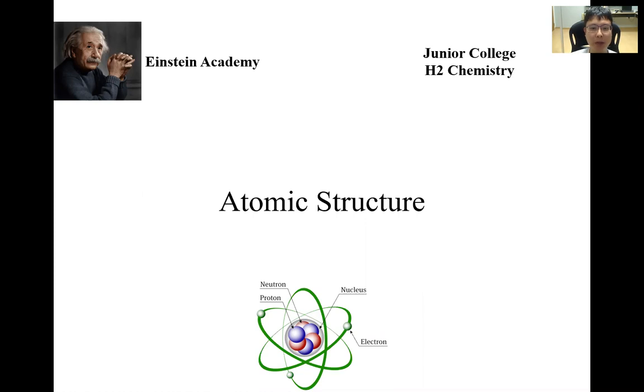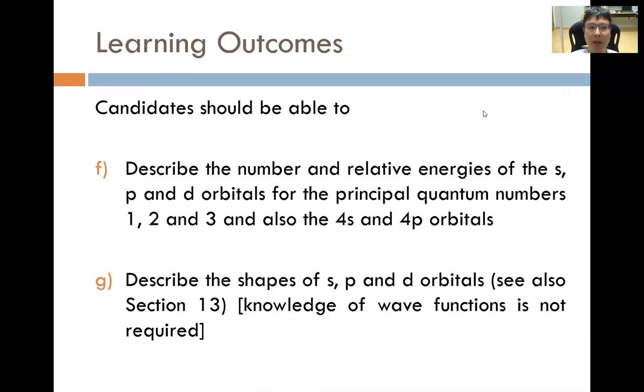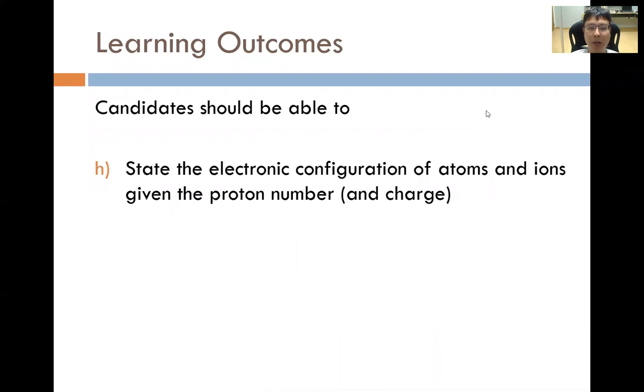In the last video, we looked at learning outcomes F, G, and H from the topic of atomic structure from the JC H2 chemistry syllabus. In this video, we'll be looking at 3 past year A-level questions that specifically test on these 3 learning outcomes. These are the learning outcomes F, G, and H for the topic of atomic structure.